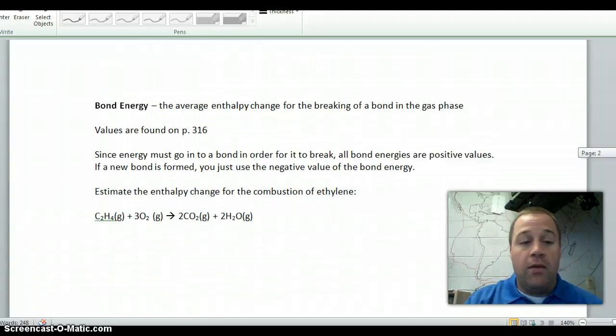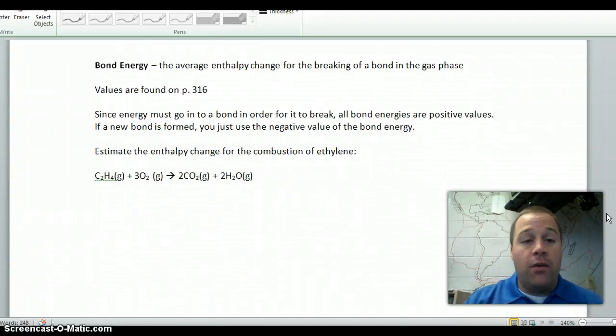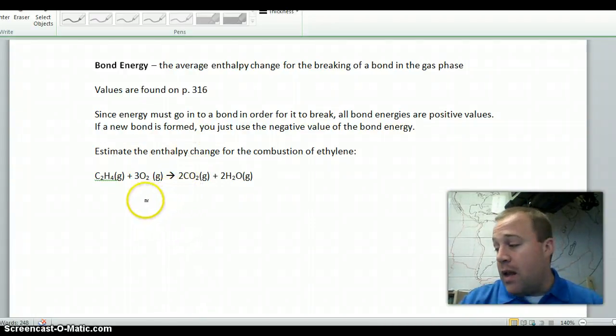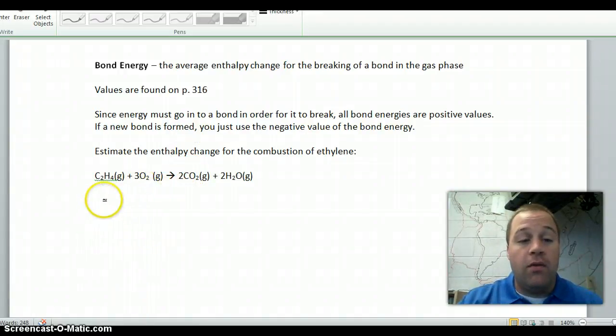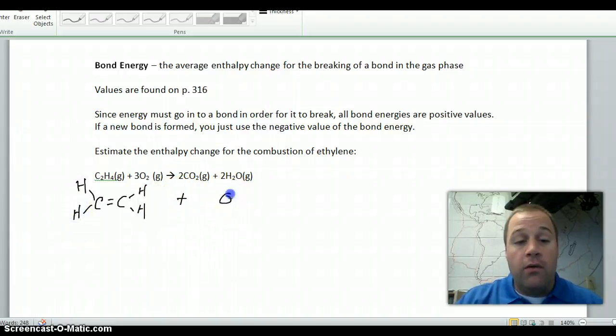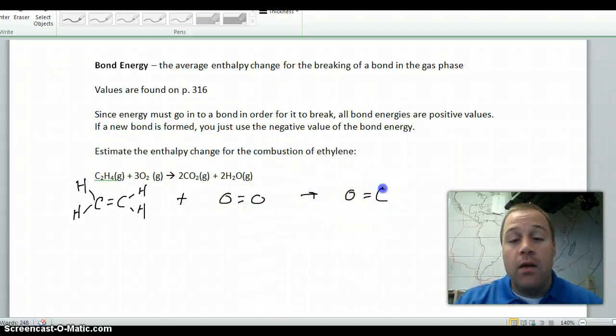The final thing is the bond energy. The values are actually found on page 316. And all you're going to do, just like you did with the delta H's, where you use the sum of the products minus the sum of the reactants, is the same thing here with bonds. So in order to do this, you've got to actually draw out the different molecules. C2H4, if we follow our rules, would look like this, plus O2, which looks like this. We don't really care about extra electrons. All we care about is bonds in this case. So then we're forming CO2, and water looks like this.